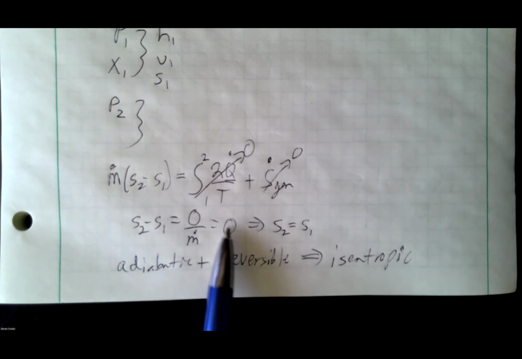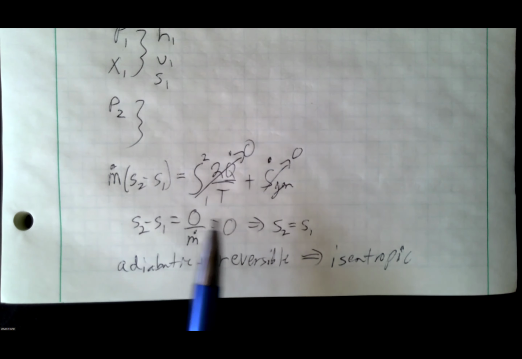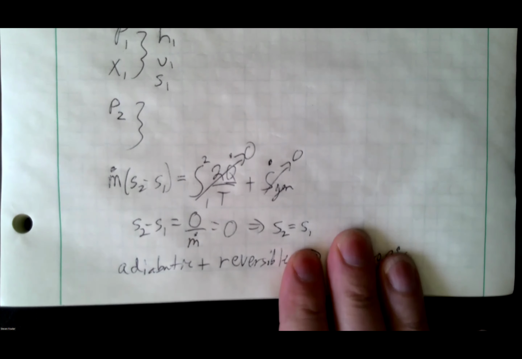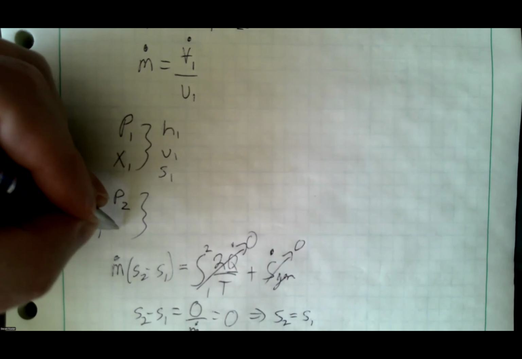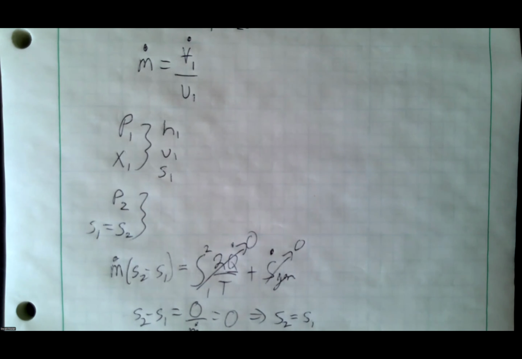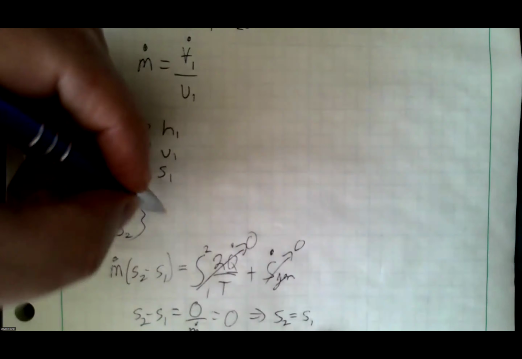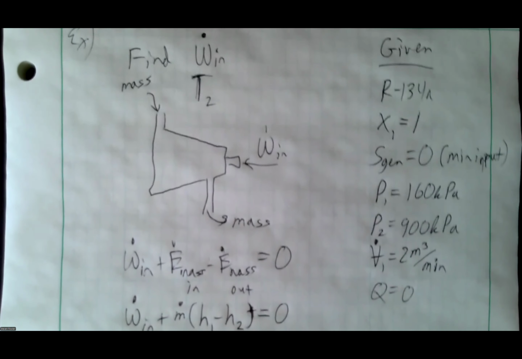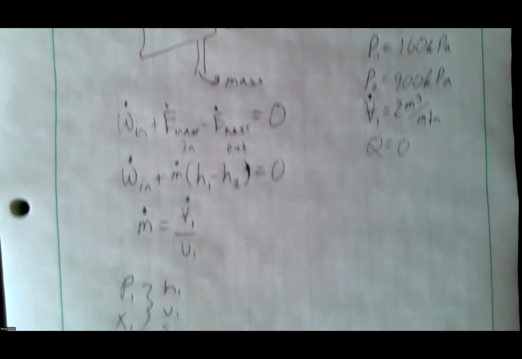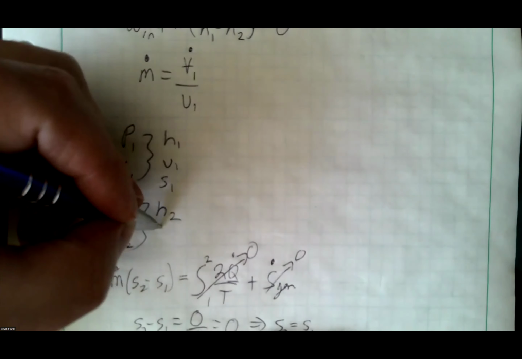I have S2 minus S1 is equal to zero, or S2 is equal to S1. So if I get S1, then I can set S1 equal to S2. And then these two properties would be enough to get me H2. And notice the problem statement also asked me for the exit temperature. So I'd also need to be able to get T2 from that information.